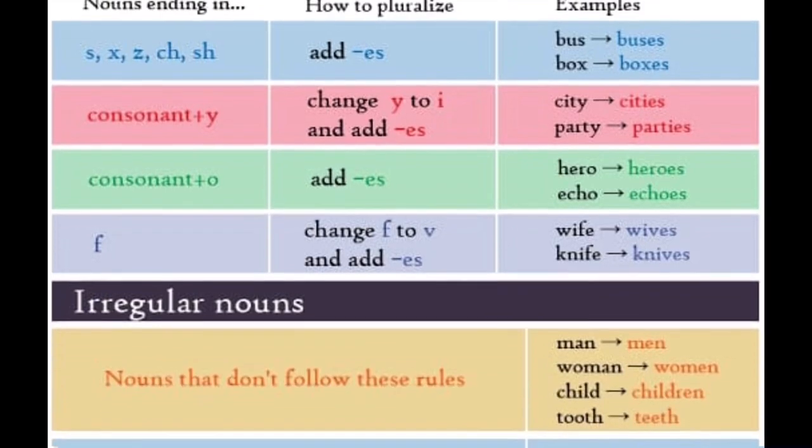Some nouns that end with consonant plus Y. Consonants. What are consonants? They are the letters except vowels. And vowels are letters A, E, I, O, U.